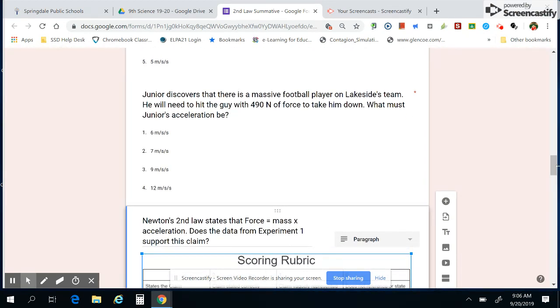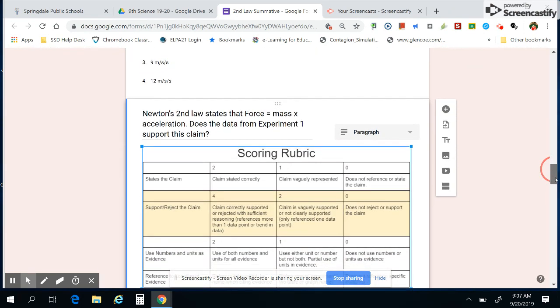Junior discovers there's a massive football player on Lakeside's team. He will need to hit the guy with 400 newtons of force to take him down. What must Junior's acceleration be? 6 meters per second squared, 7 meters per second squared, 9 meters per second squared, 12 meters per second squared.